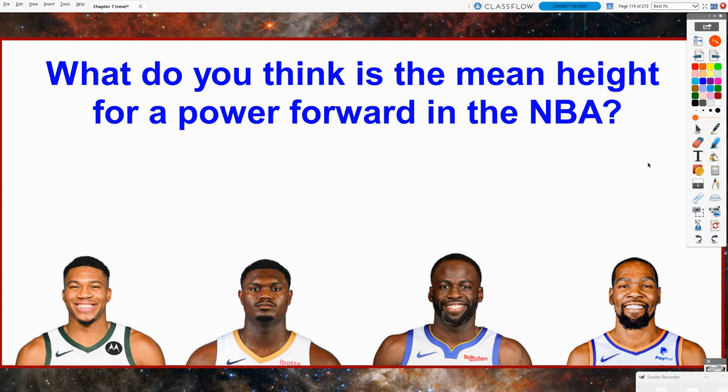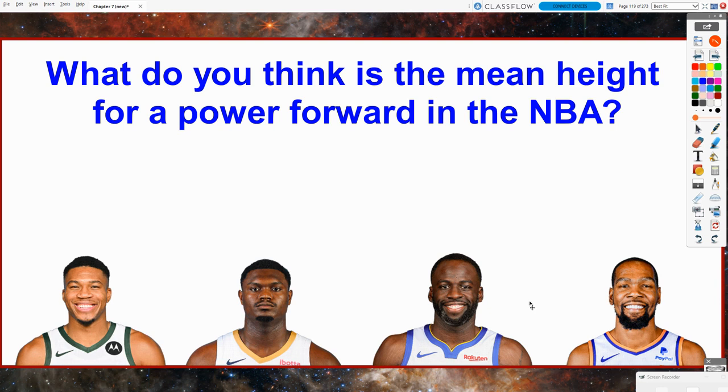Now, what do you think is the mean height for a power forward in the NBA? And I got 4 of my favorite power forwards right here. I bet you all can name them all, right? And we got Giannis, we got, what's this guy's name? Is that LeBron? No, that's not LeBron. That's Zion. And then we got Kevin Durant, and that's Steph Curry. Yeah, I know all these guys. I know them all.